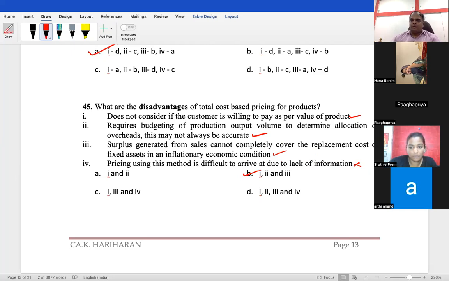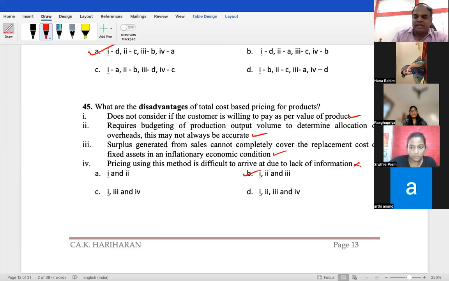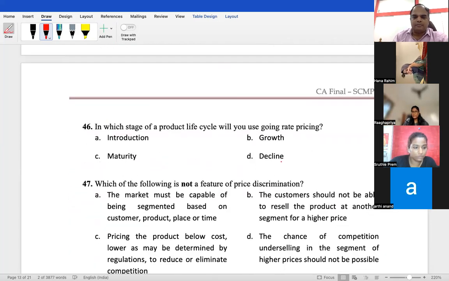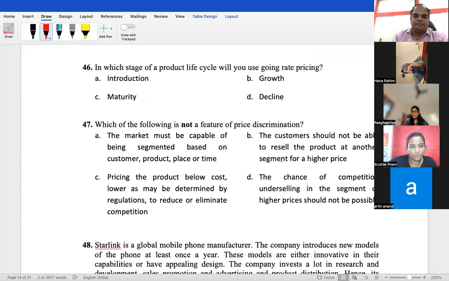So I am going to benchmark for fixing the price merely based on cost. These are all the advantages. First 3 are the disadvantages: 1, 2, and 3 are the disadvantages.